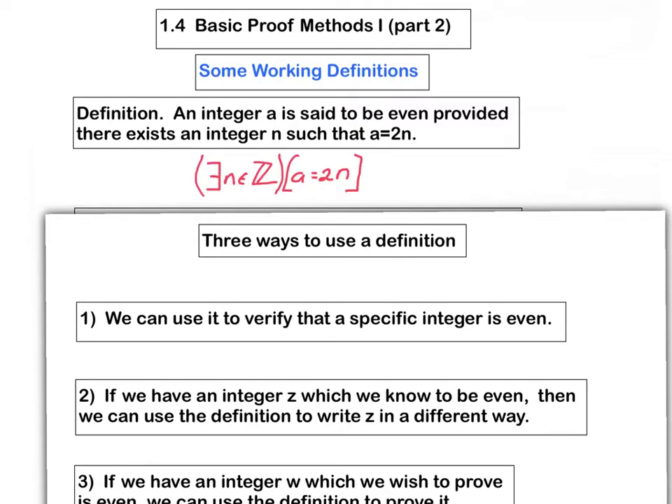Or as another example, is the integer 0 even? Okay, so replace a by 0 and ask yourself, does there exist an integer n such that 0 is equal to 2 times n? Well, yes, it's true, because 0 is equal to 2 times 0. So we could take n to be 0, and that would verify that the definition is true. And so 0 is even.